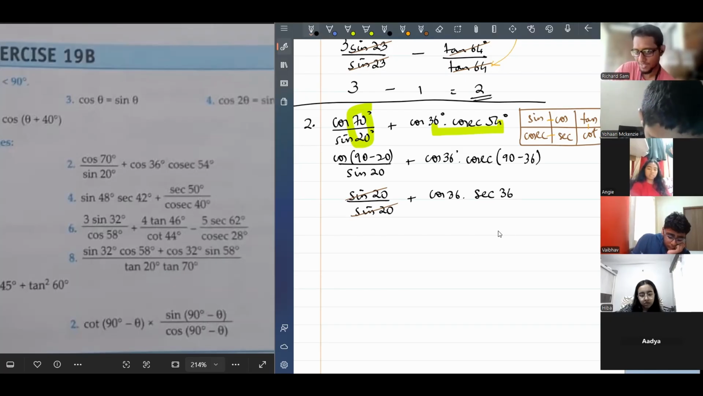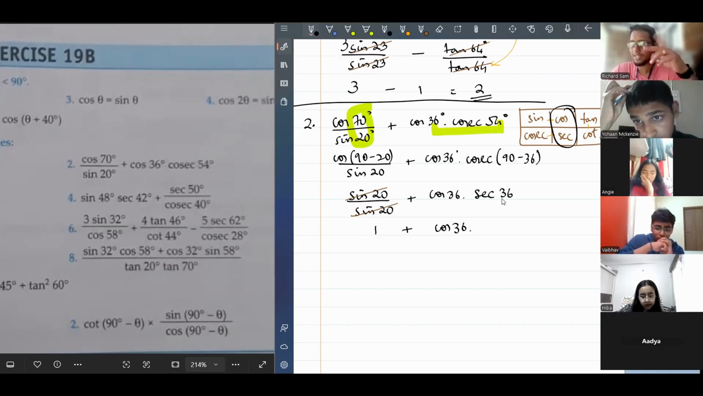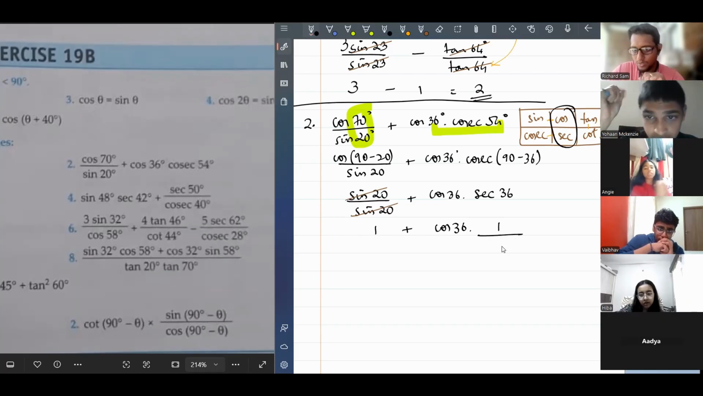How many of you got this much at least? Okay. See, we have made the numbers the same. What after this now? The first fraction will become 1. What about here? Is there any relationship between cos and sec? They are reciprocals of each other. Which means cos 36 we leave as it is. Sec 36 we'll write as its reciprocal, 1 upon cos 36.